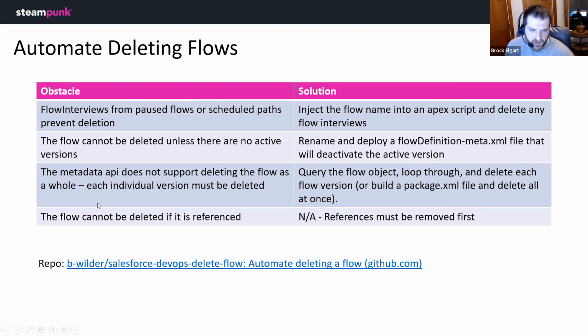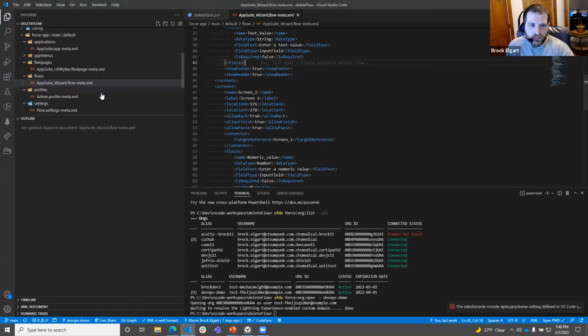And then the one problem that I could not solve, and I think it's probably a good thing that I couldn't solve it, is you can't delete the flow if it's referenced. So if you have the flow in a Flexi page, this process won't allow you to automate deleting the flow. I have a link to a repo where all of this code that I'm about to show you is.